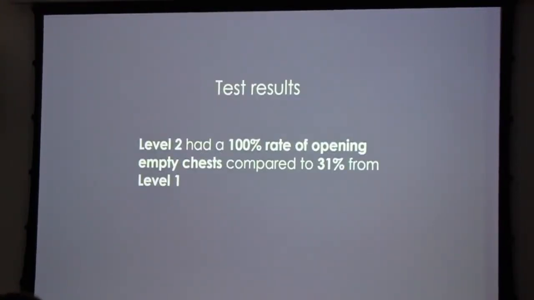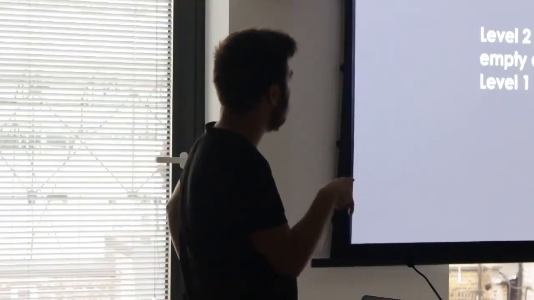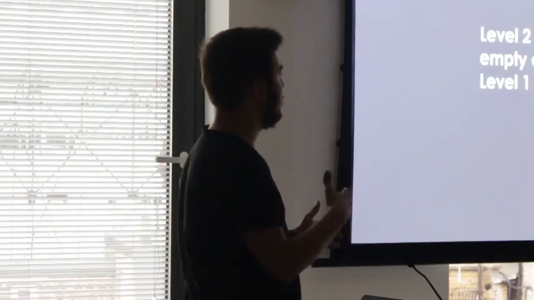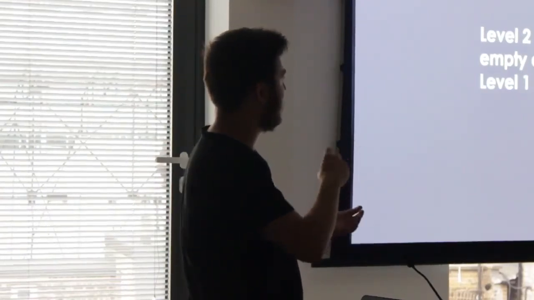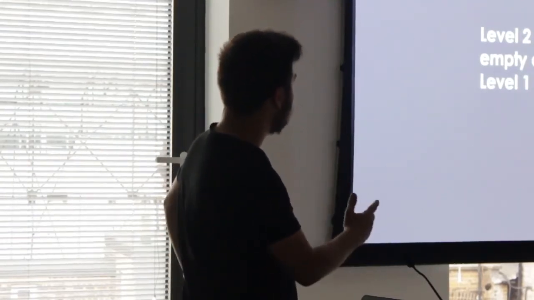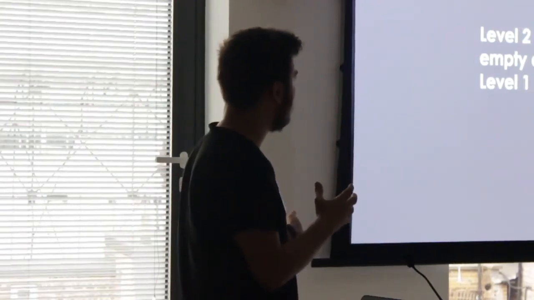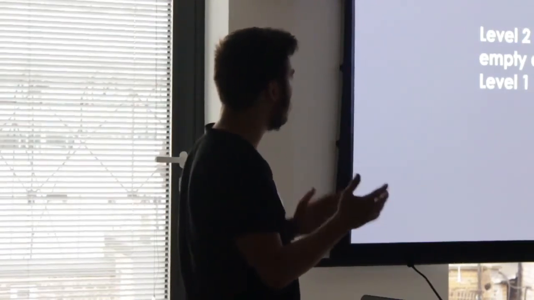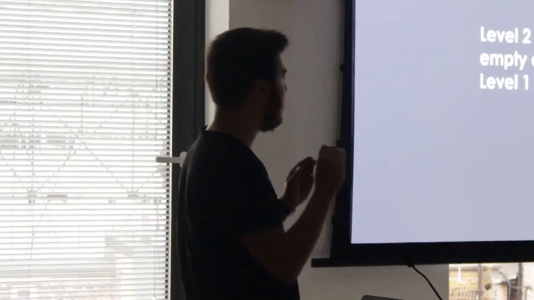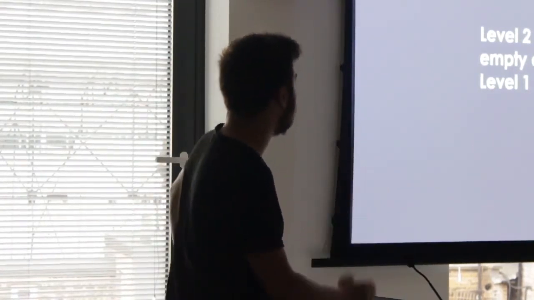The empty chests, obviously, are the empty ones that don't have the key, and these were mostly the most interesting ones because they were the ones that I told you about, the flashing effects placed in specific areas intentionally. So as you can see, the second level, because I had so many lights in there, I got a 100% opening of empty chests. Whereas the first one, because I put the lights specifically to go in one direction, it was just 31%.